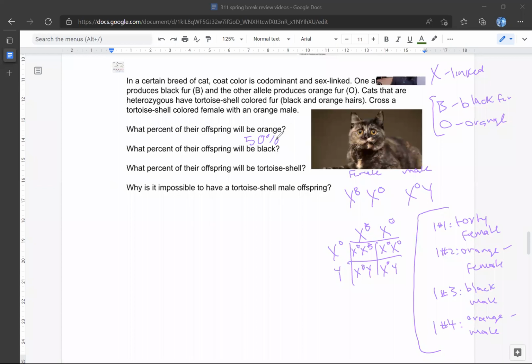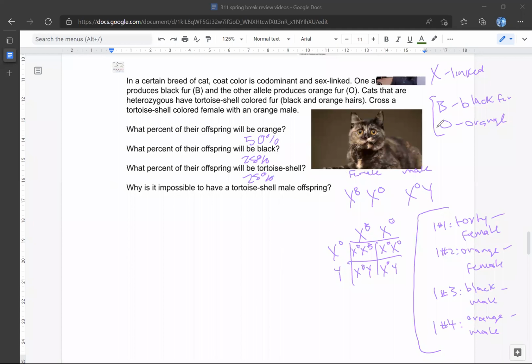What percentage of their offspring will be black? Only 1 black out of 4 is 25%. What percentage of their offspring will be tortoiseshell? Only 25%. Why is it impossible to have a tortoiseshell male offspring?